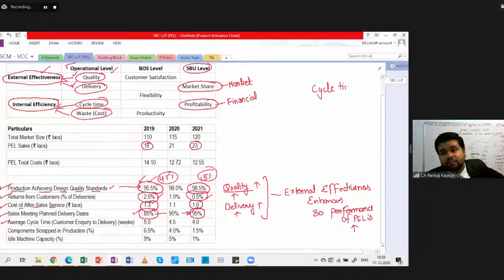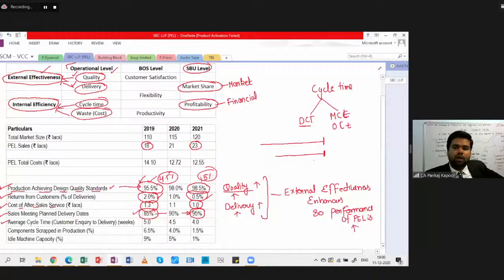Cycle time can be categorized into two categories. Manufacturing cycle time, which is also known as operating cycle time, or delivery cycle time. What is the difference between the two? Delivery cycle time starts from the date of order and runs until you deliver the product. But manufacturing or operating cycle time starts when you start the production and runs until you deliver the product.